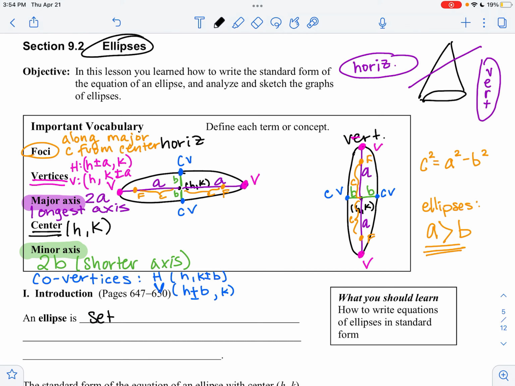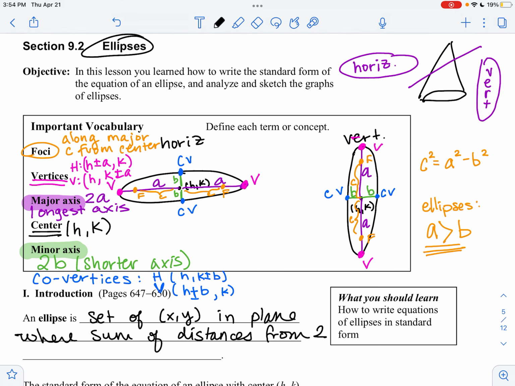So an ellipse is a set of all points x and y in a plane where the sum of distances from 2 distinct points, called foci, which we see in our graph there, is constant. Okay.